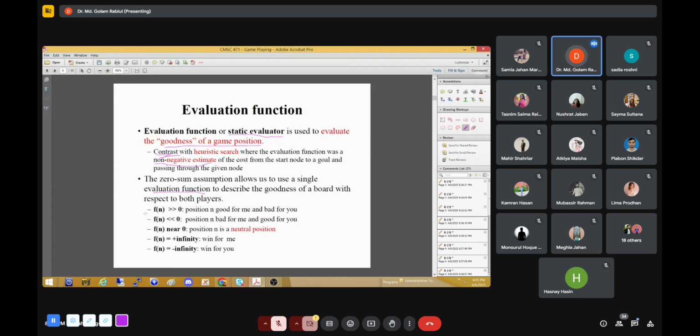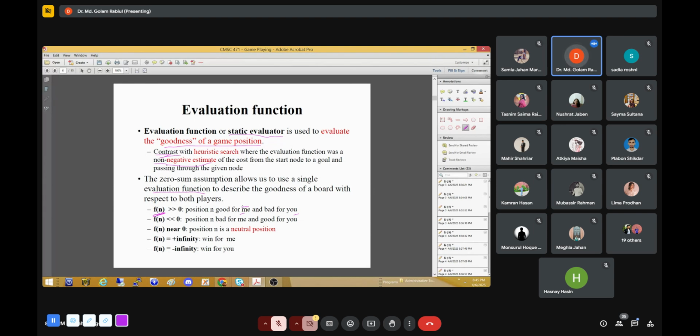So usually what we consider is the f of n. This is the evaluation function. You can design this evaluation function, and it is solely based on the different games. Different games have different evaluation functions. So f of n, that is the evaluation function or utility function, if it is greater than 0, or maybe if it is a large positive number, then the position n is good for me. That means good for me, but bad for you.